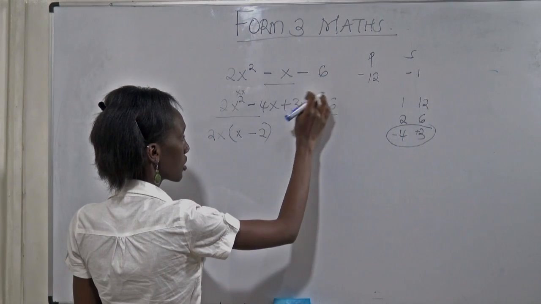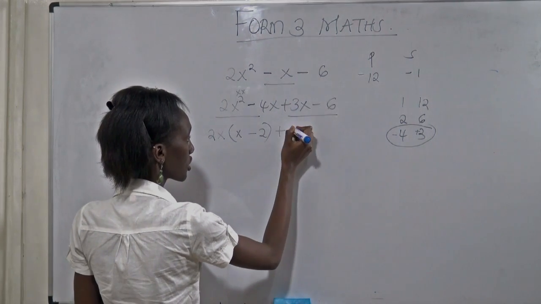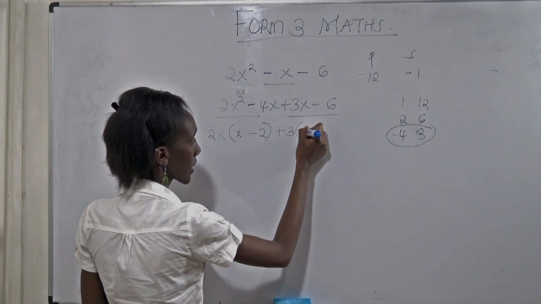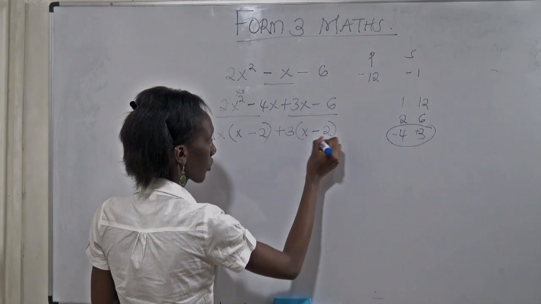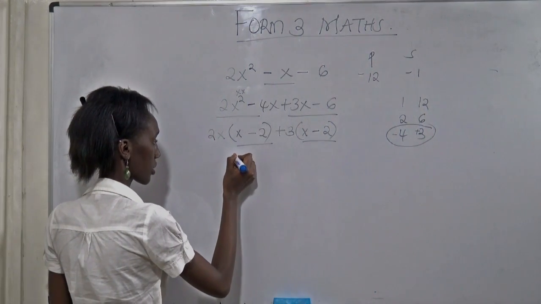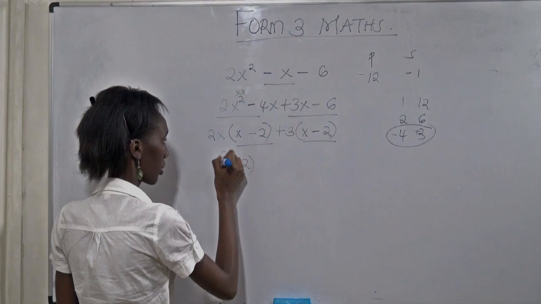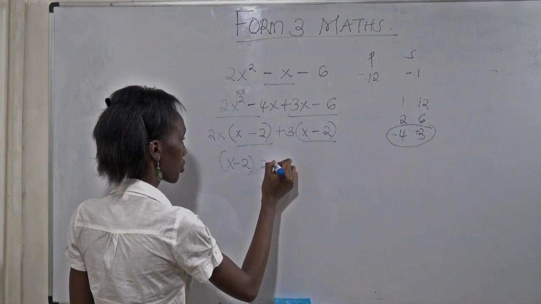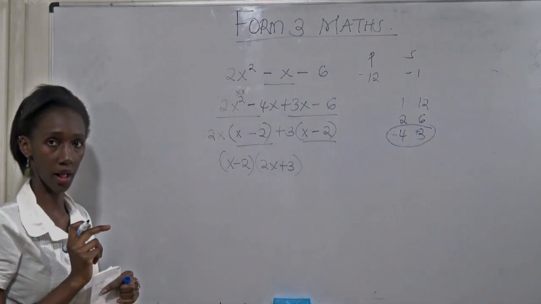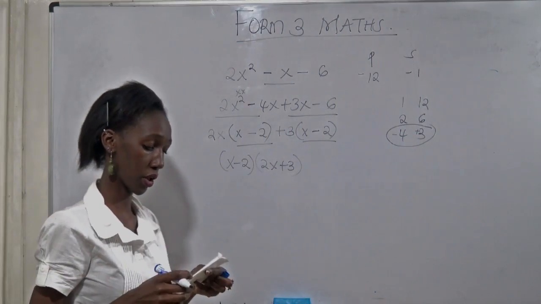I go to the next set of numbers. What is common between these two? So I have positive 3 is the one which is common. So I have x minus 2. So this and this is common. So I will narrow it down to one bracket. So I have x minus 2, and the next bracket is 2x plus 3. So I hope you got all that and all the steps which are involved in working it out.